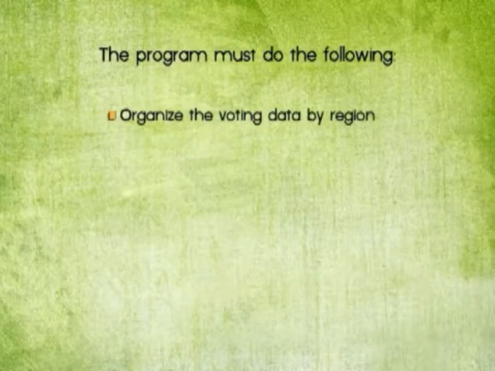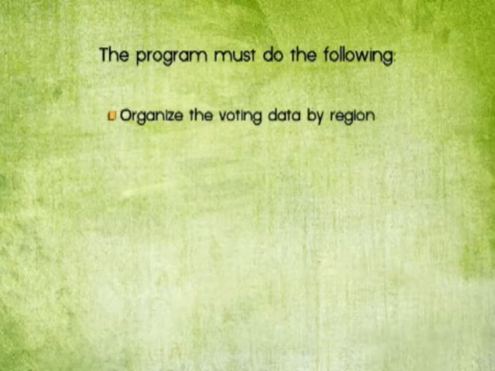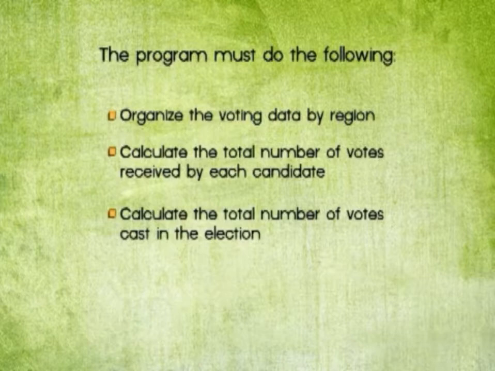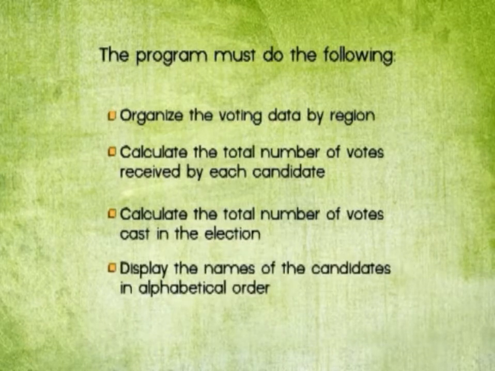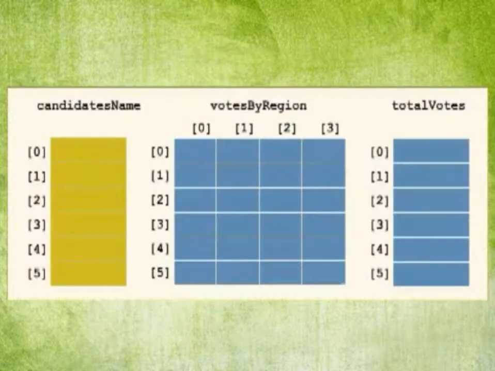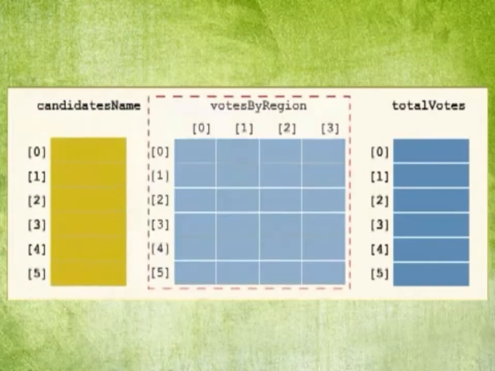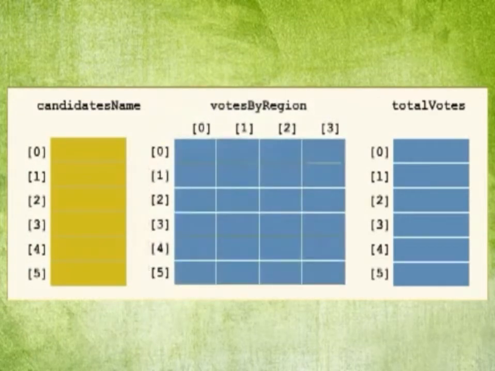Given the output requirements, it is clear that the program must organize the voting data by region. The program must also calculate the total number of votes received by each candidate and the total votes cast in the election. Further, the names of the candidates must appear in alphabetical order. Therefore, we need three different arrays: array candidate's name to hold the candidates' names, array votes by region to hold the votes for each of four regions, and array total votes to hold the total votes received by each candidate.